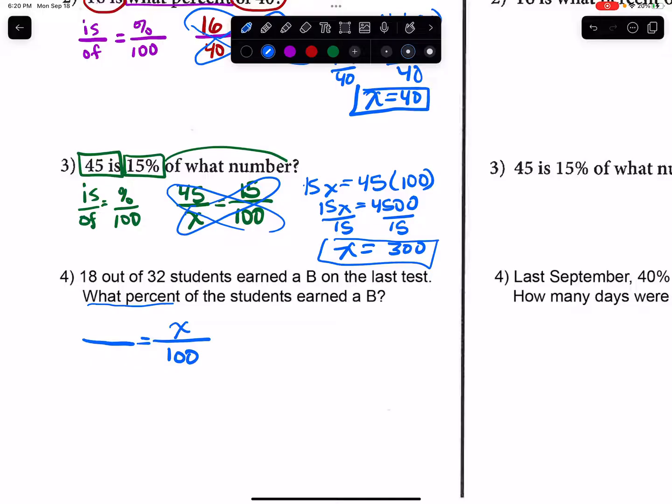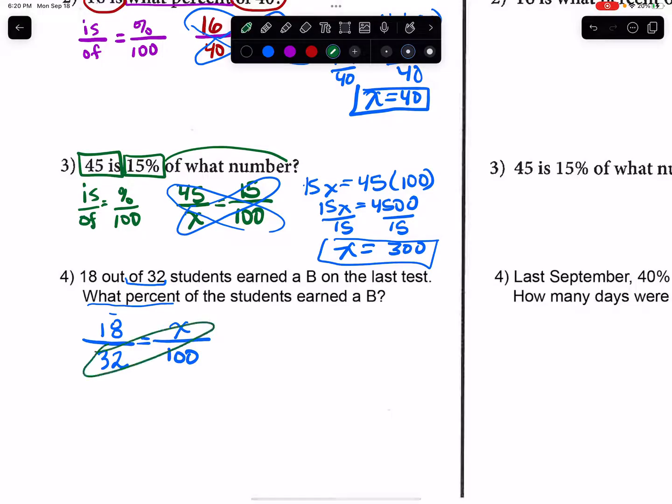So we know that 18 is a certain percent of 32. And you can use that clue of the word of to place your 32 down here. But we also know that 18 is part of all of the students, right? And 32 is the whole class, the whole group of students. So you can also think of it as part over whole.